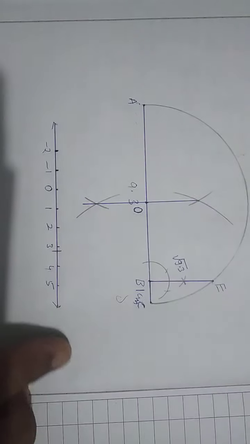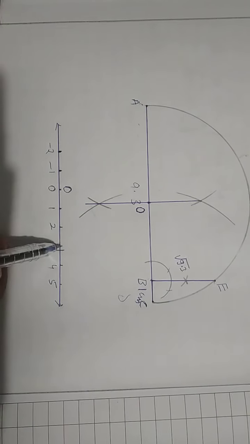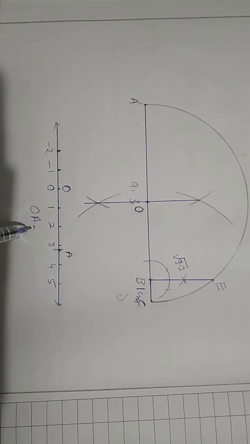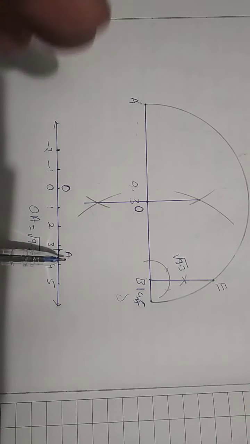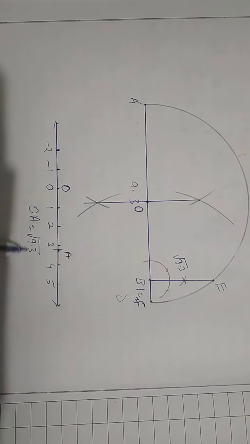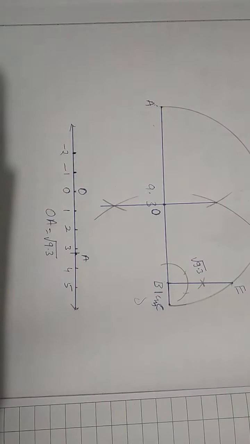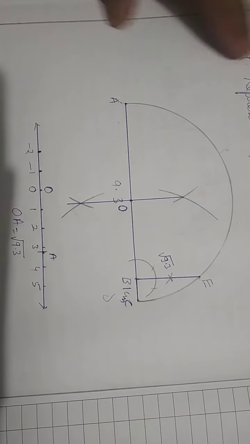Look, we know from this point O to this point A, this OA represents root 9.3. It's just coming slightly ahead of 3 because we know root 9 is 3. So obviously root 9.3 is slightly more than 3. So this is how we have to represent root 9.3 on the number line.